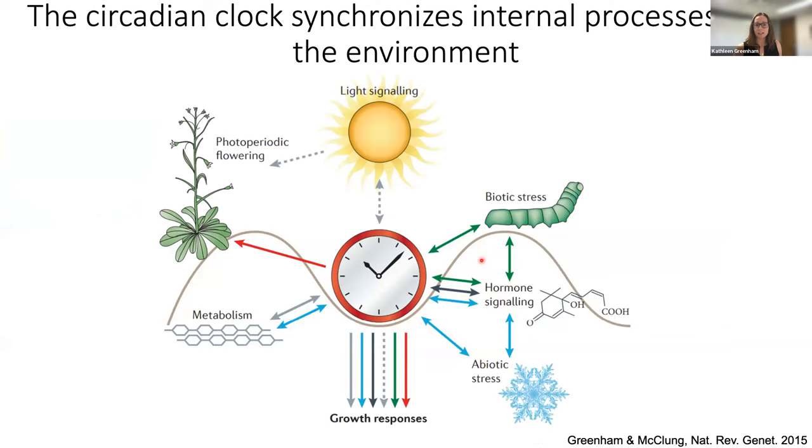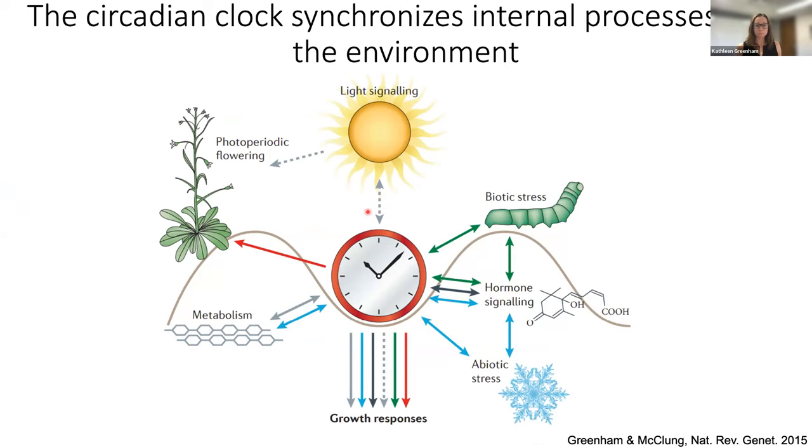In plants, it is really critical for coordinating internal processes with the external environment. And a really nice example, of course, is sensing changes in photoperiod to regulate flowering time, also regulating hormone signaling in response to biotic and abiotic stress, as we heard for just ABA signaling, changes in metabolism. Ultimately, this is a way to maximize energy use efficiency throughout the day to maintain growth.